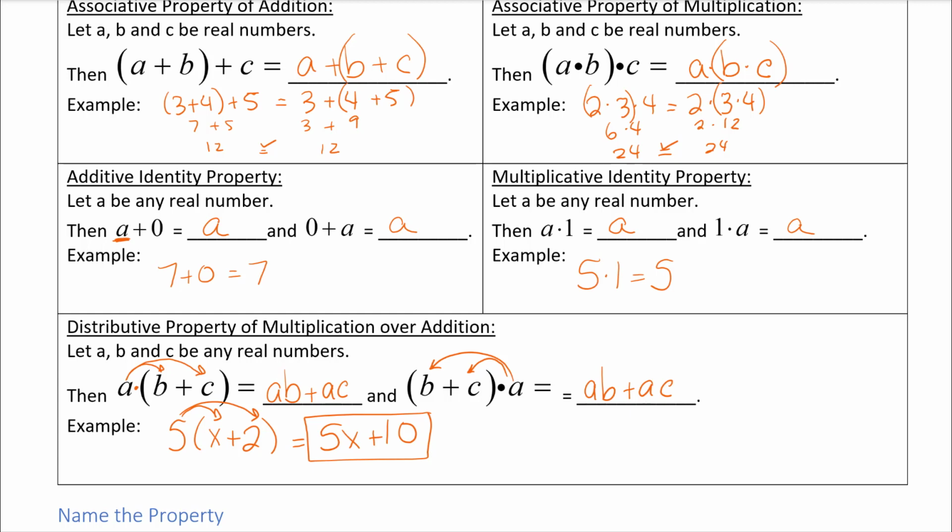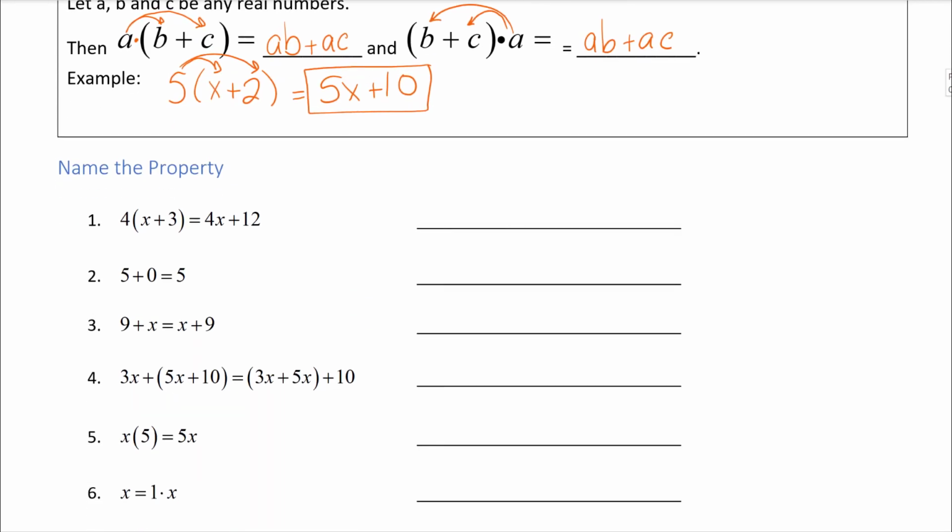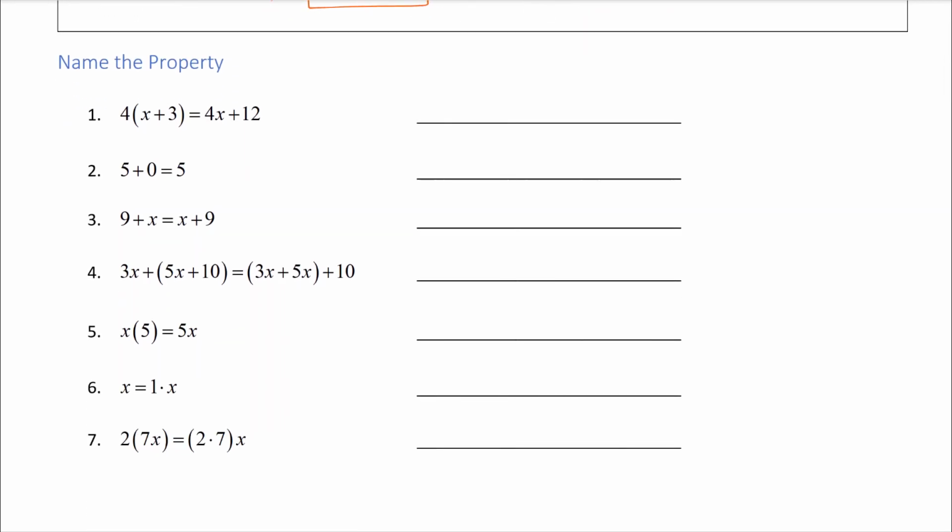So now what I want you to do is name that property. The first property, I have multiplication and addition. So that tells me that this is going to be a distributive property. The 4 is being distributed to the x and the 3. This is the only one I don't really necessarily have to write addition or multiplication because it's actually both: the distributive property of multiplication over addition, and that's the only one there is.